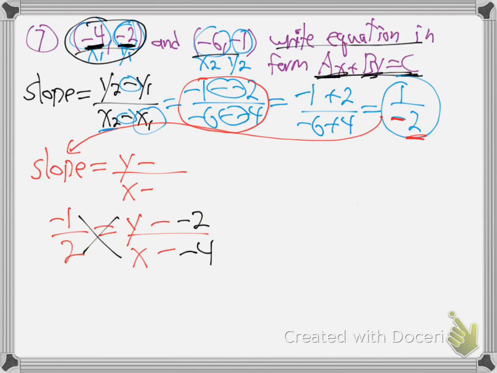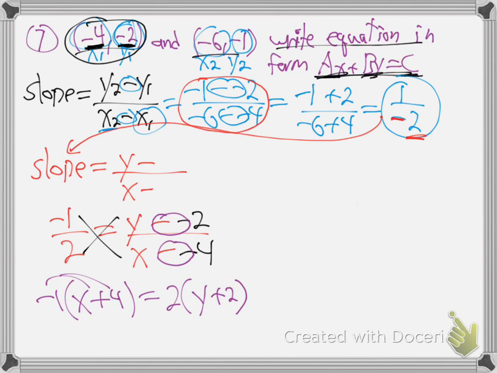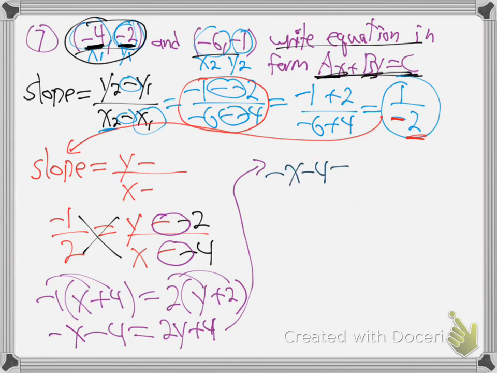And then we go diagonal, diagonal. We cross multiply. So we'll get negative 1 times x plus 4, double negative becomes positive, double negative, positive, 2 times y plus 2. Distribute: negative x minus 4, 2y plus 4. Bring it up here. So now we have negative x minus 4, 2y plus 4.